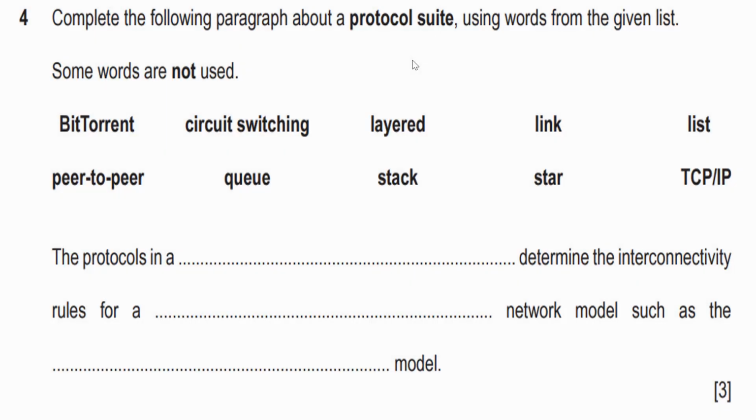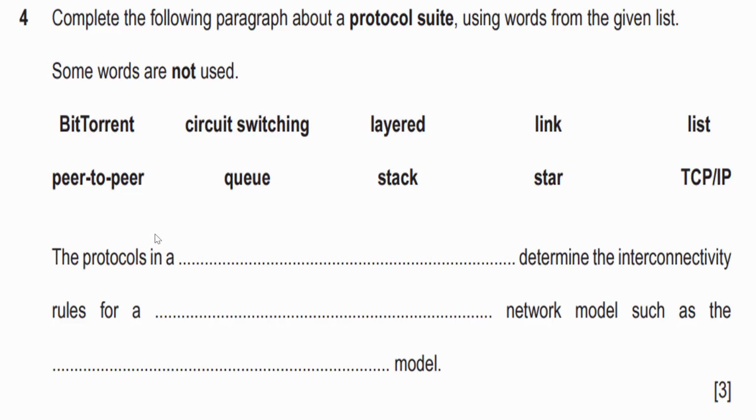Complete the following paragraph about a protocol suite using words from the given list. So we have BitTorrent and peer-to-peer. Those are related. We have queues, we have stacks. We know those are abstract data types. We have a link and star that could go together. We have a list that doesn't really go anywhere. And then we have circuit switching, but we know that's a dedicated connection.